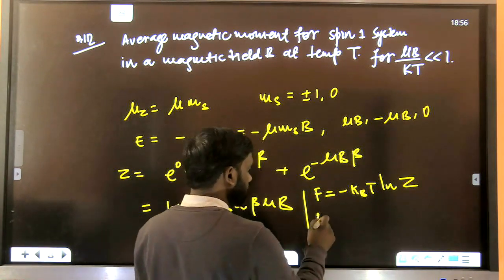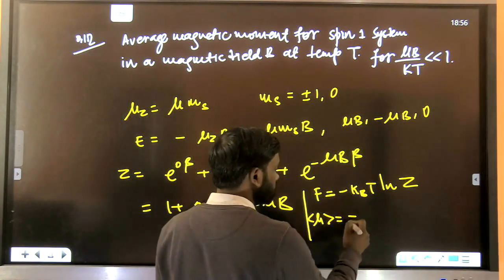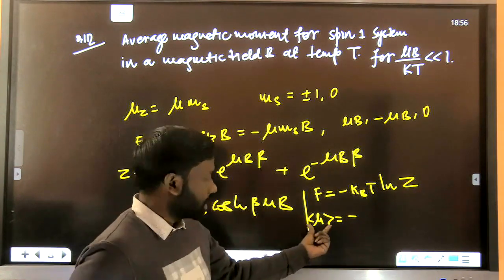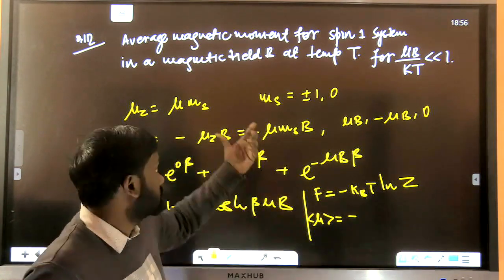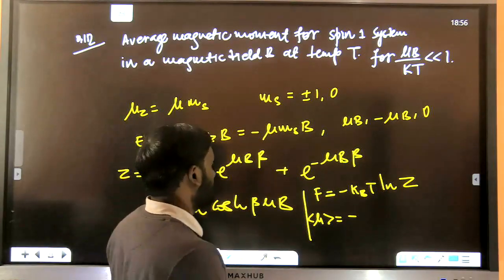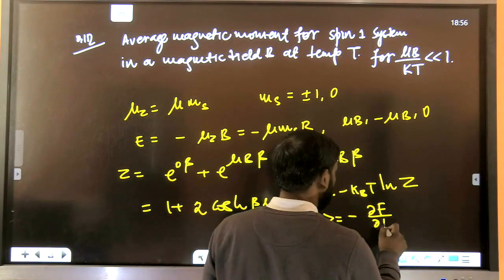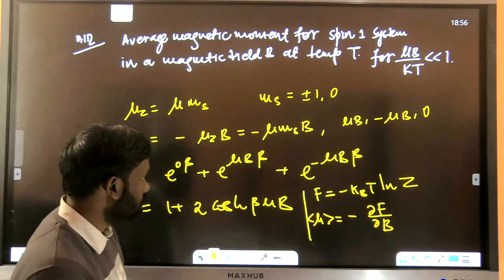The average mu will be equal to minus del F by del B. See, I have written the partition function for a single particle, because we have to calculate the average energy, so there is no need to write the partition function for n particles. So that's what you get.